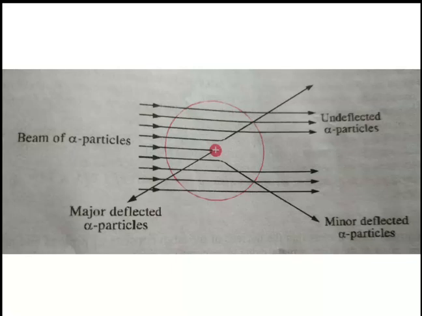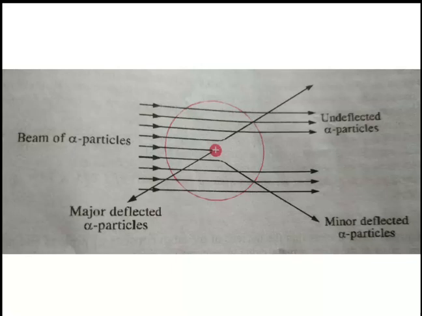So what are those three important observations? Number one, most of the alpha particles pass through the gold foil undeflected. Number two, some of these particles were deflected by small angles. And next, a very few alpha particles, about one in 20,000 particles, suffered major deflection by more than 90 degrees and even came back in the same direction.